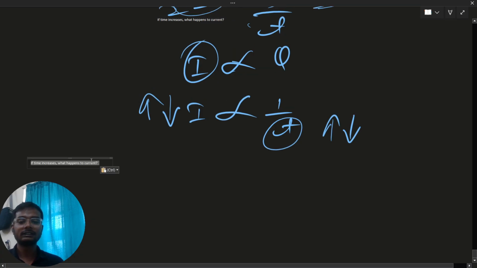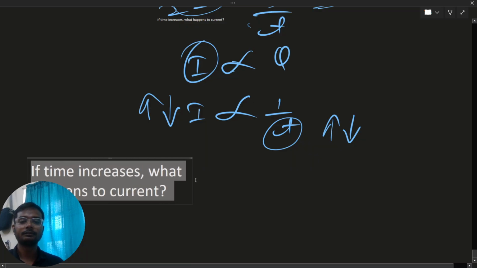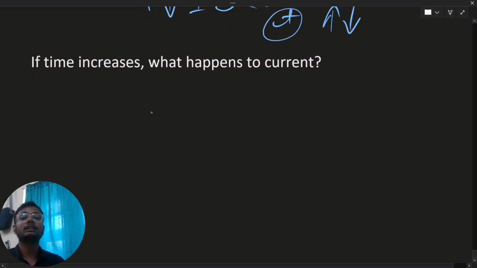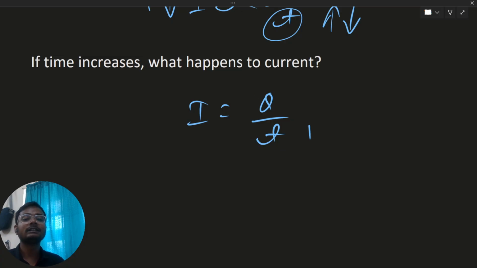What if the time increases? If the time increases, what happens to the current? Again, I know the time, T. Now, I is fixed, Q is fixed. I am increasing the time.